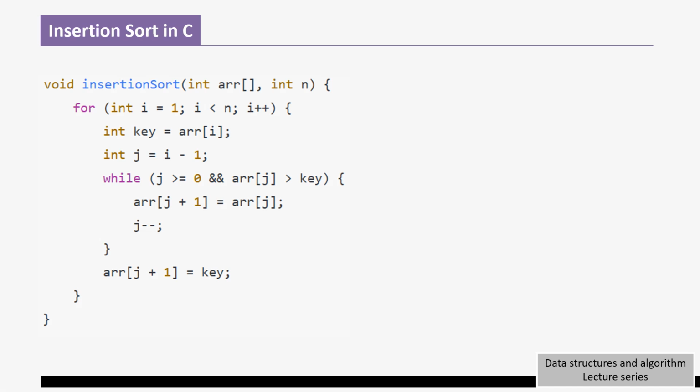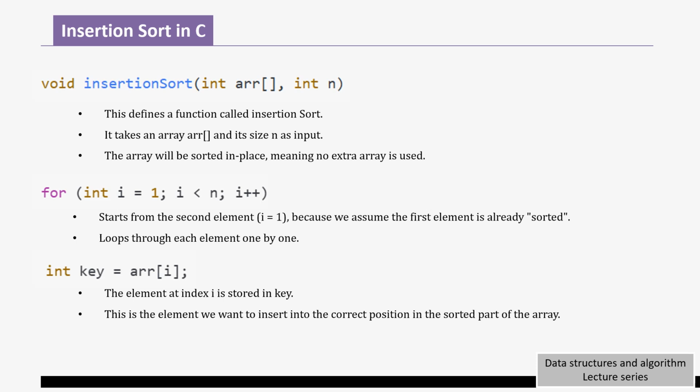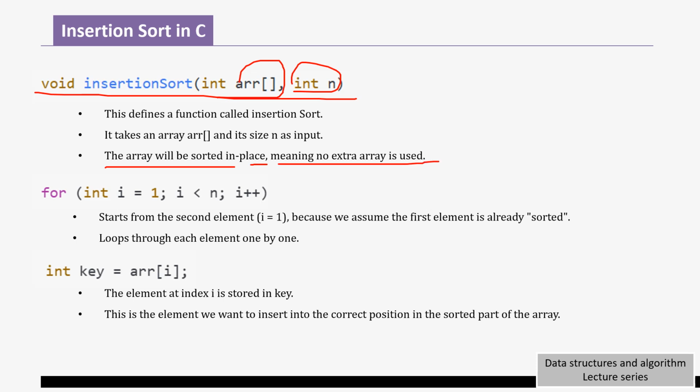This is the logic given, that is, a function for insertion sort. Let us understand this code step by step. So this statement defines a function called insertionSort. It takes an array as input and its size also as input. So the array will be sorted in place, meaning no additional or temporary array is required.